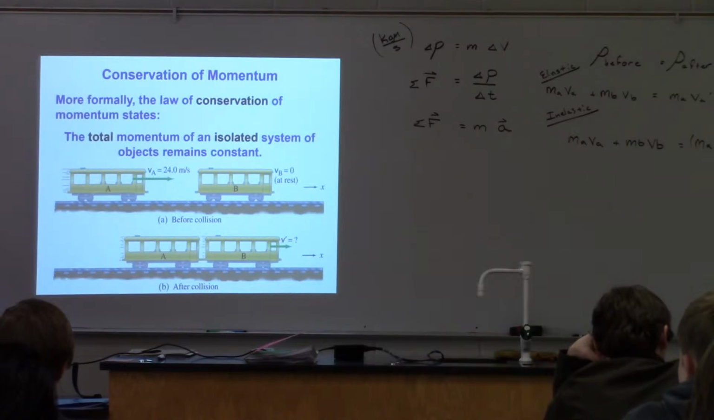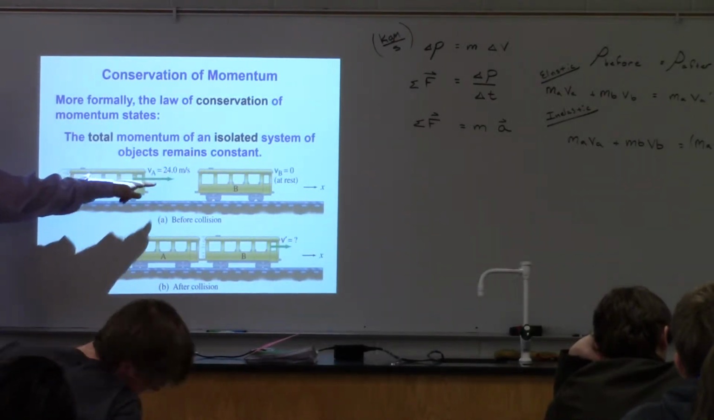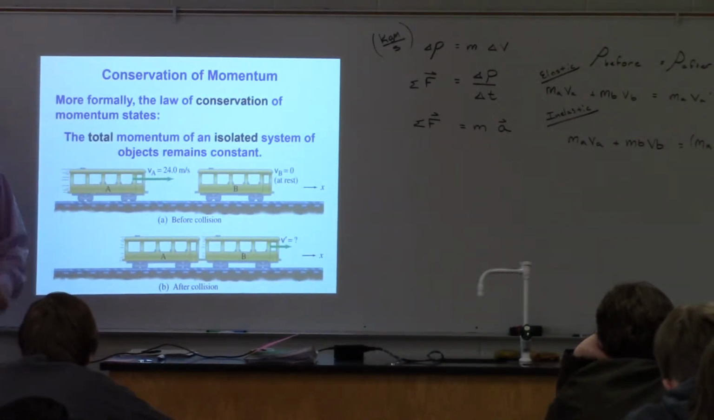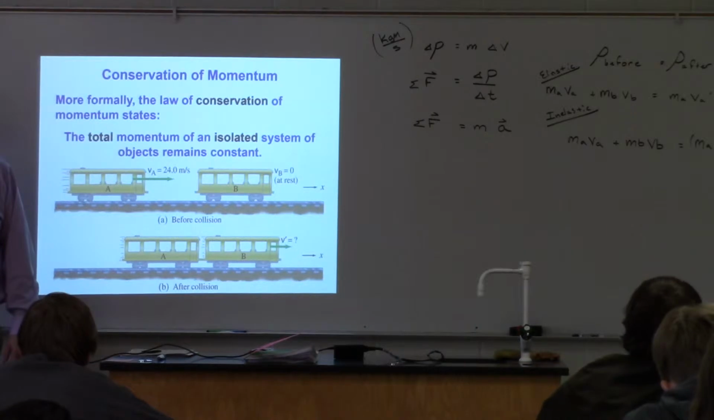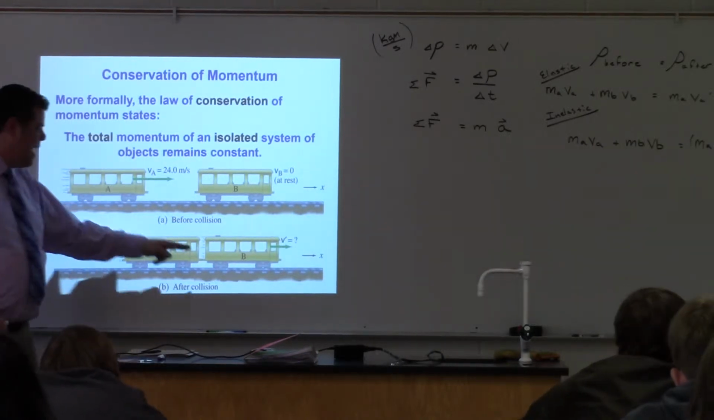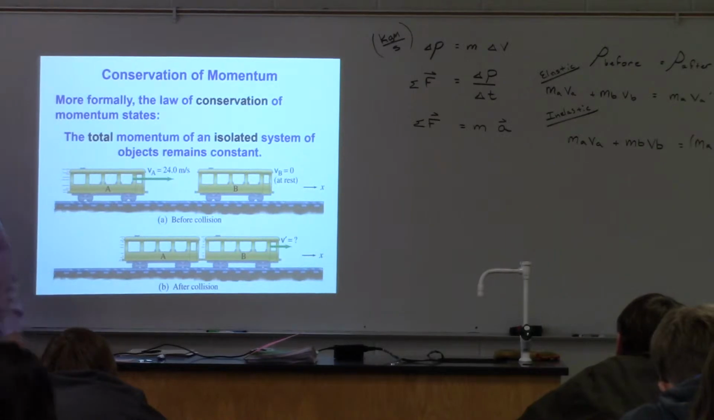What do you think about the velocity? A is rolling at 24 meters per second. What do you think the velocity will be with A and B? Will it be more or less than 24 meters per second? Should be less. Conservation of momentum means momentum before equals momentum after. So if the mass increases, the velocity decreases in order for the momentum to stay the same.